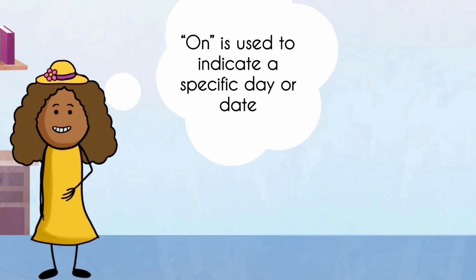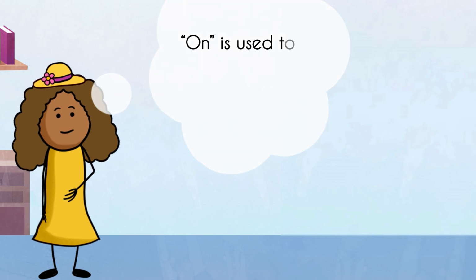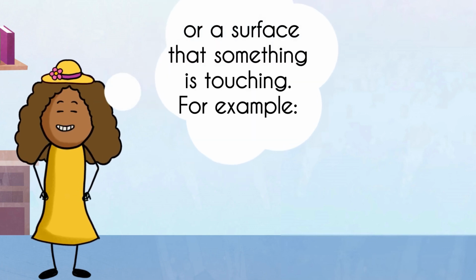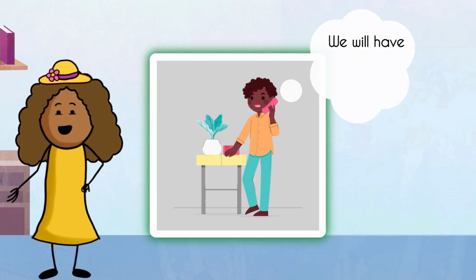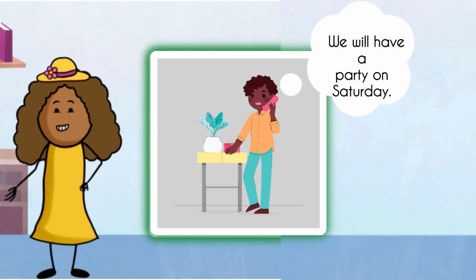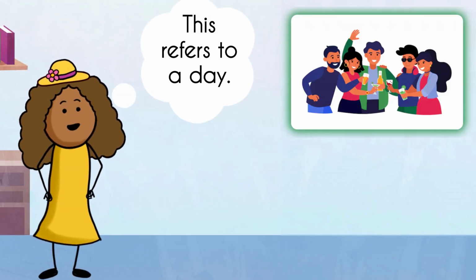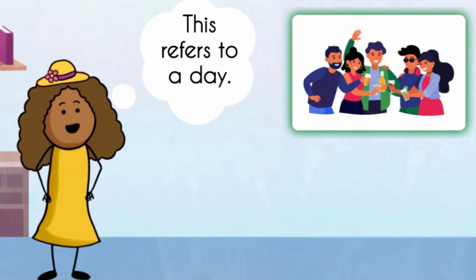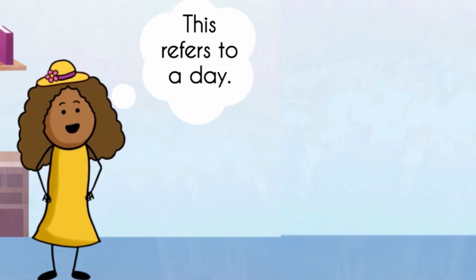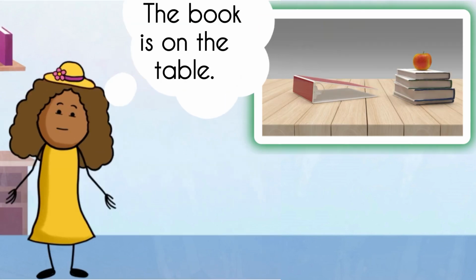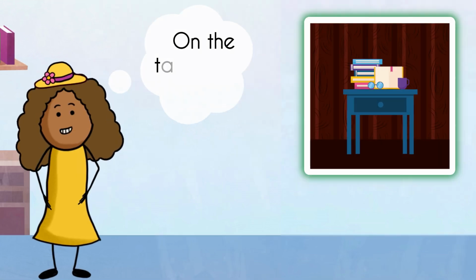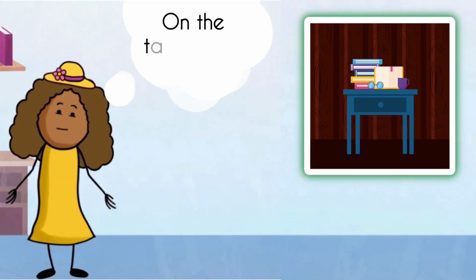On is used to indicate a specific day or date, or a surface that something is touching. For example, we will have a party on Saturday. This refers to a day. The book is on the table. On the table is a surface.